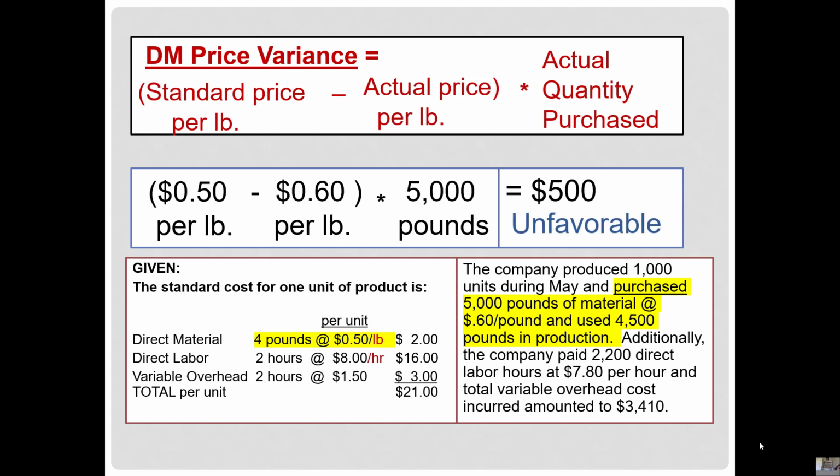When you pay 60 cents per pound that you should have paid 50 cents per pound, it's going to cost the company more money, and it's an unfavorable variance. One thing to note, we did use the 5,000 pounds purchased, not the 4,500 pounds used in production to make this calculation. Also observe that we want to calculate these variances in a total dollar amount. It's not sufficient to tell management that we paid 10 cents a pound too much for our materials. We want to tell them the total dollar impact on cost. And this will hold true for all of the variances.